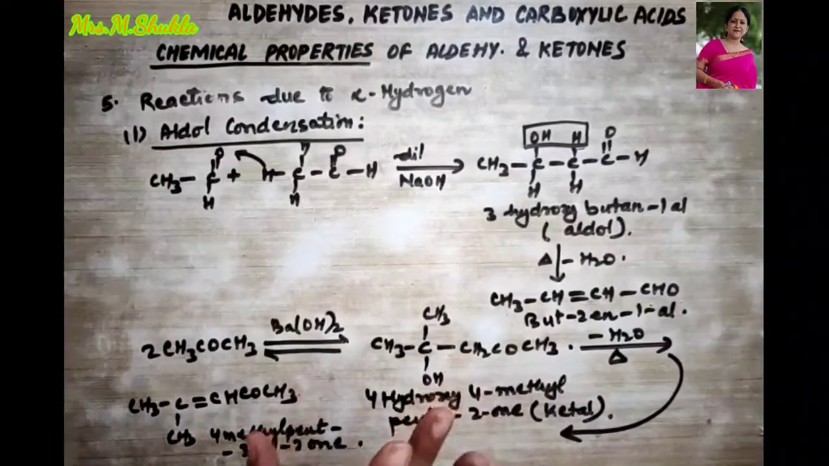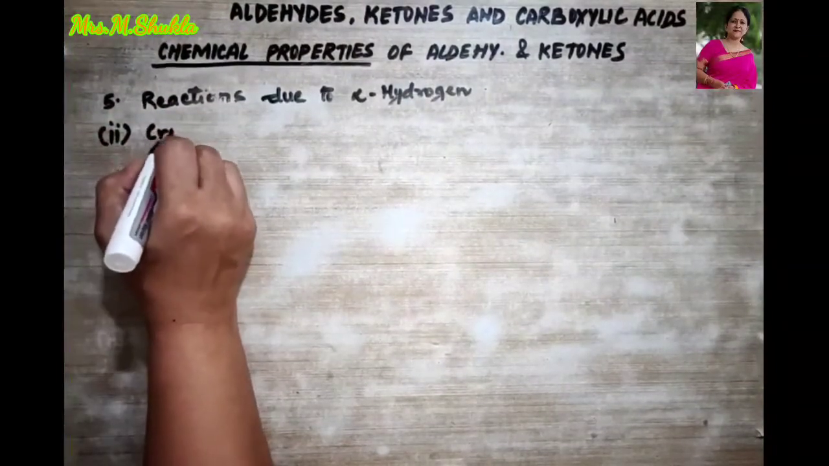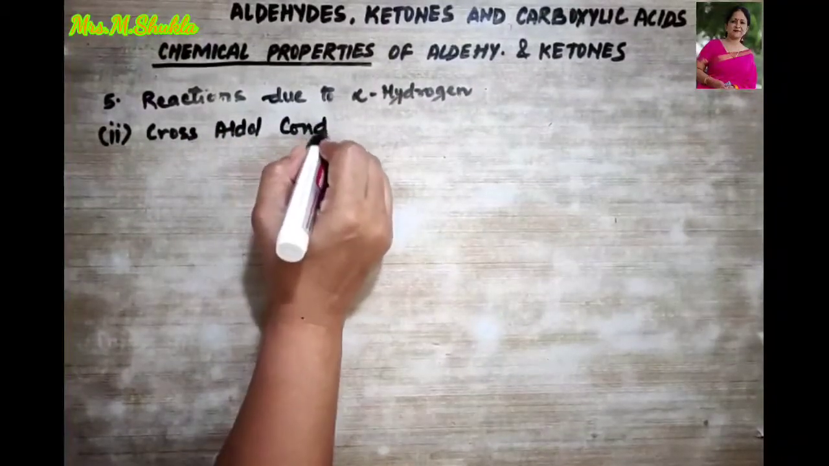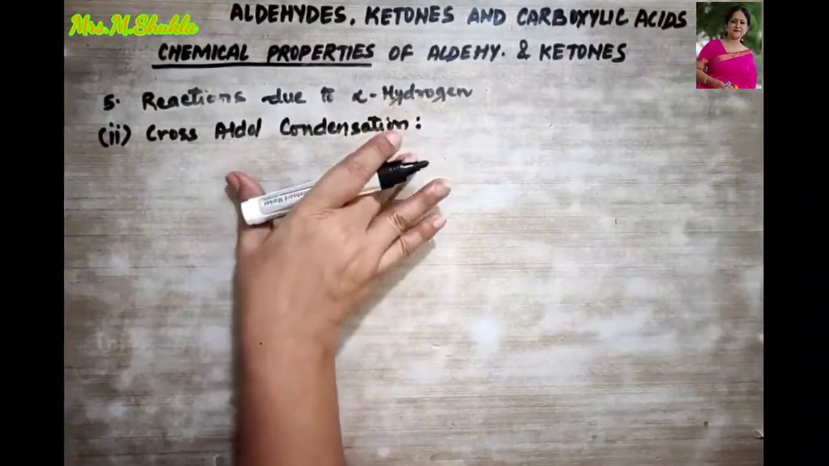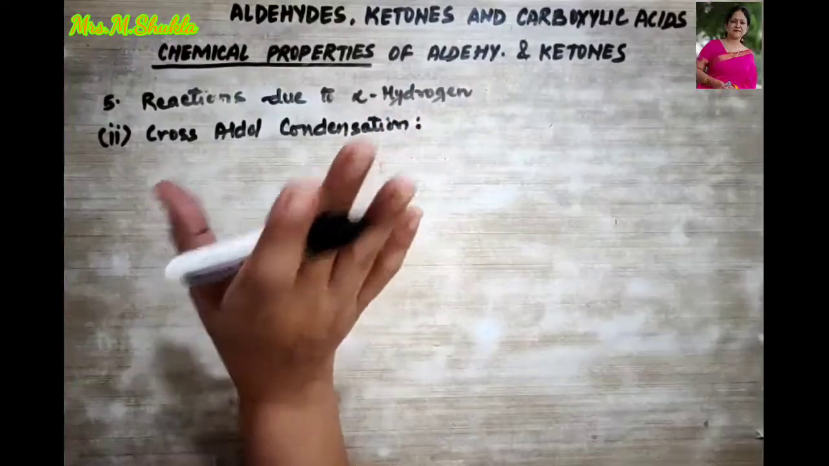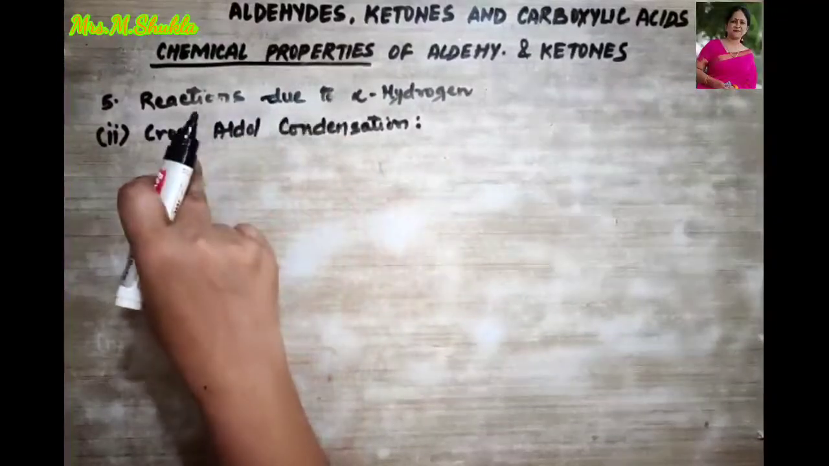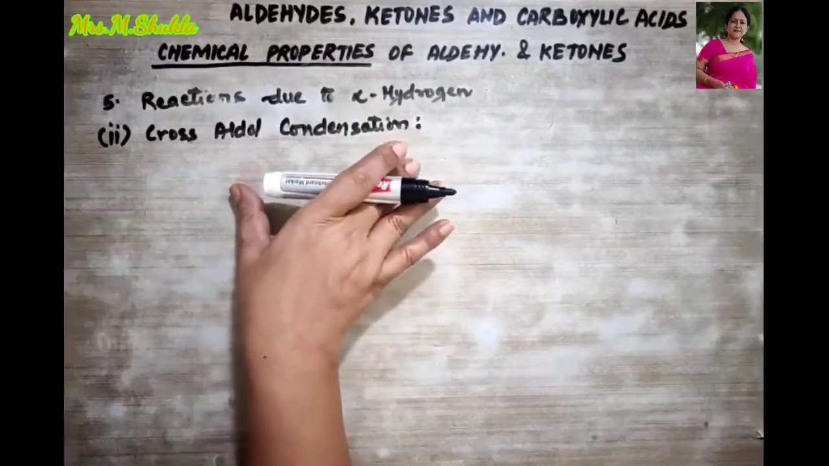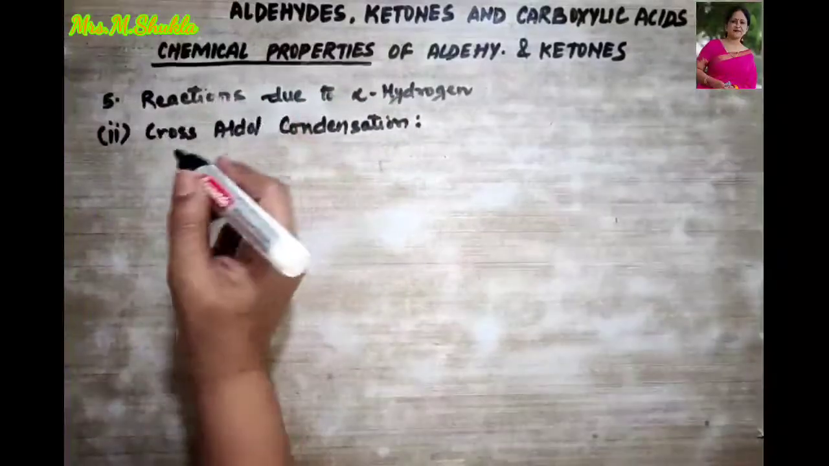Now we shall study about cross aldol condensation. So what is cross aldol condensation? The aldol reaction that starts with two different carbonyl compounds is termed cross aldol condensation. I repeat, what is cross aldol condensation? When the aldol reaction starts with two different carbonyl compounds.